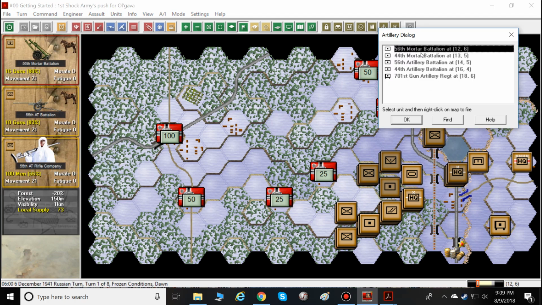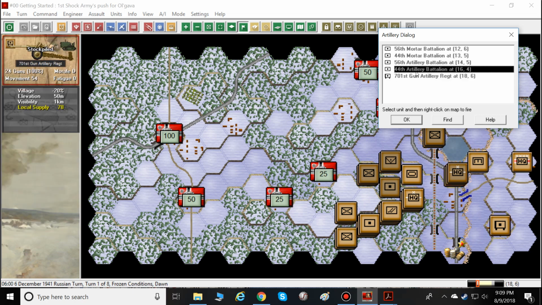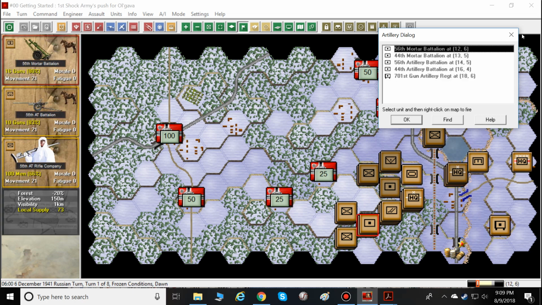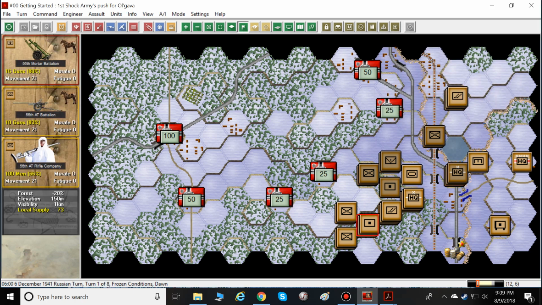Artillery dialog box. You notice we got a bunch of artillery, but none of it is available to us. It's all grayed out. So we're going to look at some of the rules and things that we looked at earlier to help us along in this.